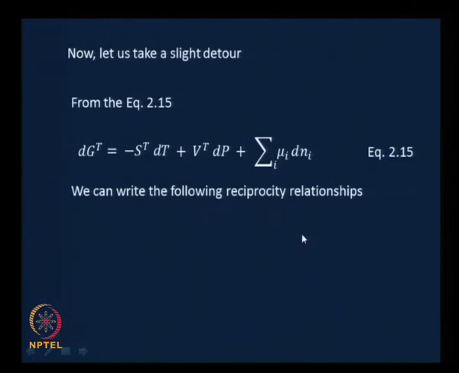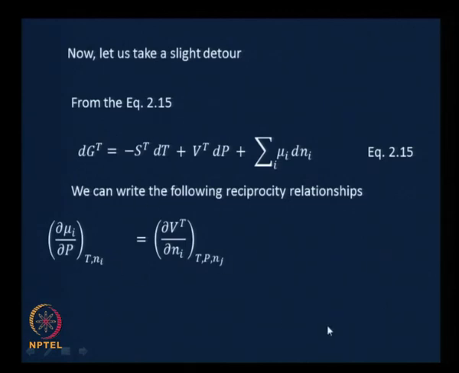Following the reciprocity relation for equation 215, the following relationships can be written out. ∂μ_i/∂P at constant T and n_i equals ∂V_t/∂n_i. Now we are doing the reciprocity between these two: ∂μ_i/∂P at constant T and n equals ∂V_t/∂n_i at constant T, P and all other n_j's which are different from n_i.